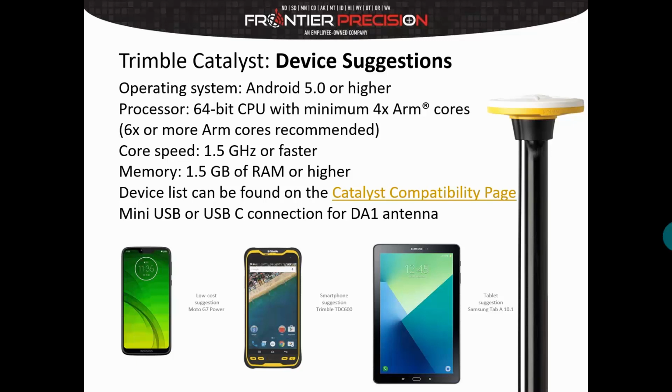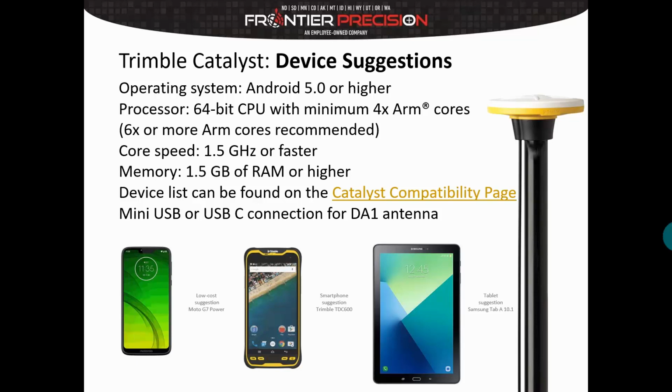So as far as hardware goes, there are some limitations on Android. You do need to have Android 5 or higher, and a 64-bit processor. The higher the better. Obviously, as the app progresses, it's going to require more RAM to process to get better accuracy. The core processor is 1.5 gigahertz, and you need at least 1.5 gigabytes of RAM or higher. They do have a compatibility list that you can check out and see if your device is on there.